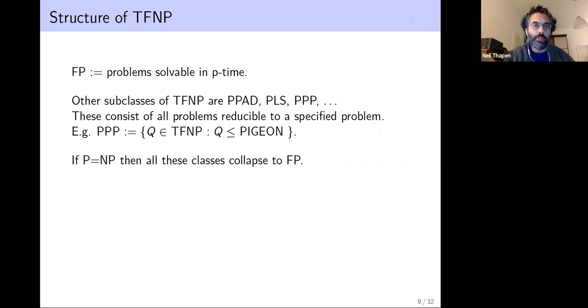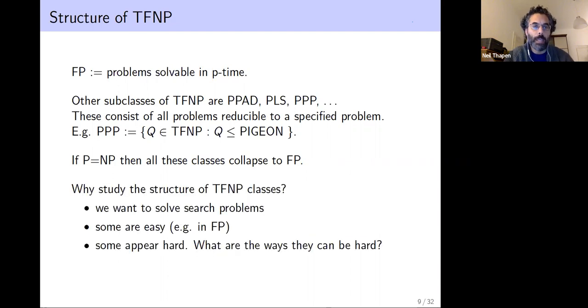So these sort of live in between P and NP. And if P equals NP, then they all collapse down to the bottom level, because we can just search for a solution in P. And I'm going to talk about the structure of the classes and have some pictures of it. And the idea is that we want to understand the different ways in which these problems can be hard or easy.